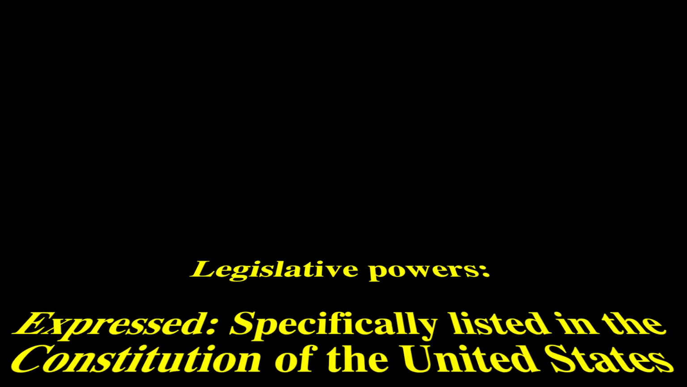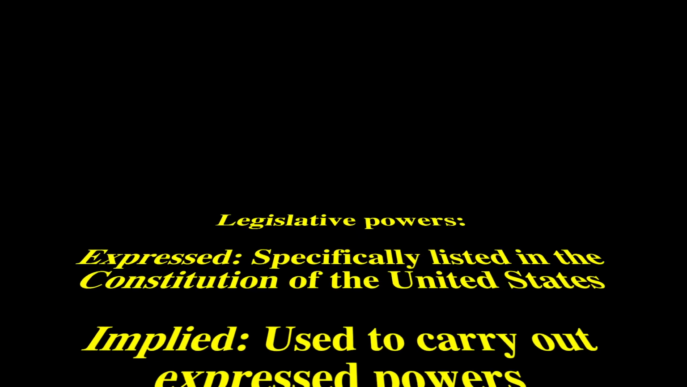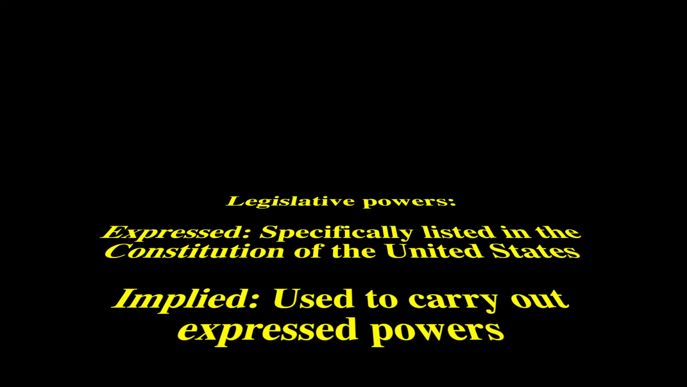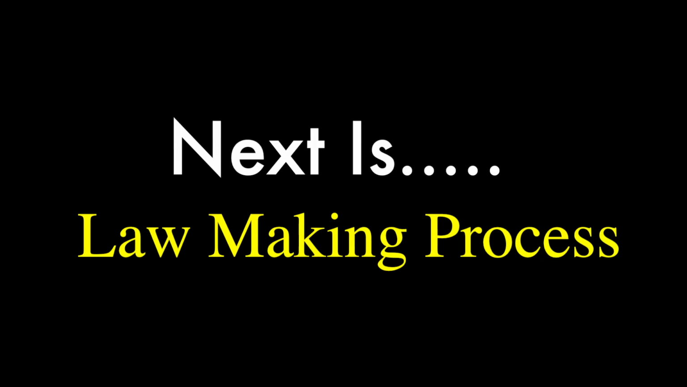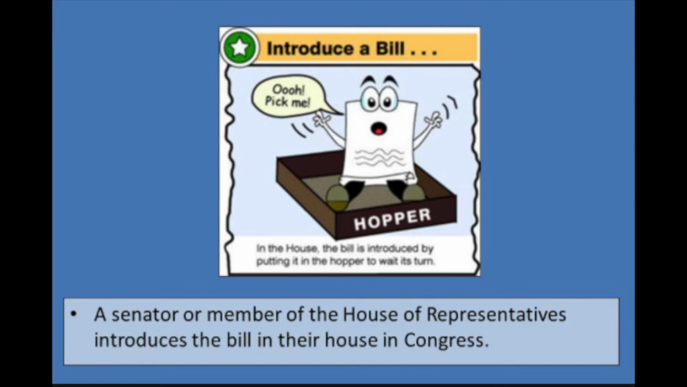So, the legislative powers are express powers, which are specifically listed in the Constitution of the United States. And then there are implied powers, which are used to carry out express powers. Now, let's get into the lawmaking process in Congress.